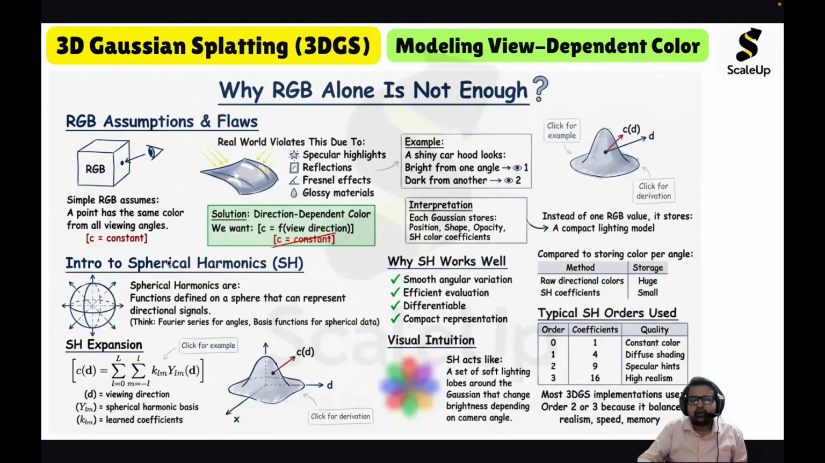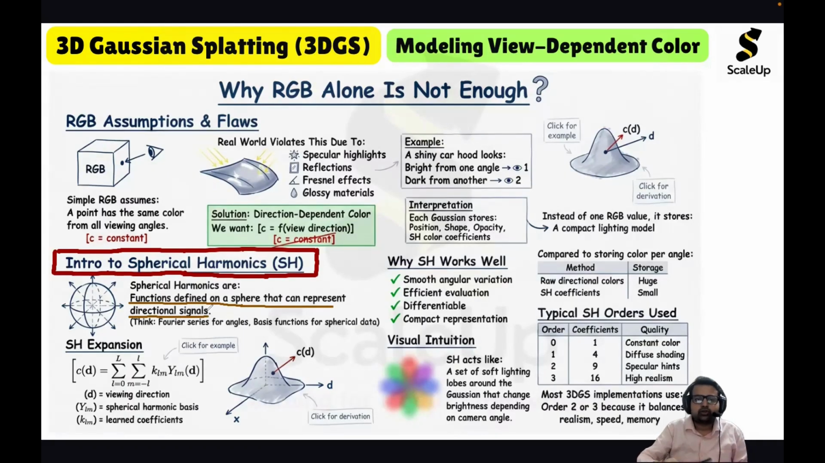Now, how will we get direction dependent color? For that, we will be using something called spherical harmonics. The color of a 3D Gaussian is represented using spherical harmonics. Basically, spherical harmonics are functions defined on a sphere that can represent directional signals.